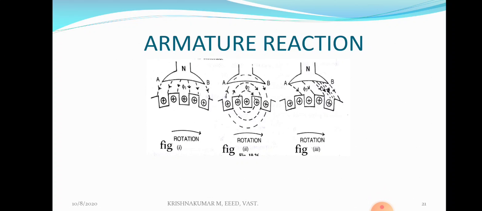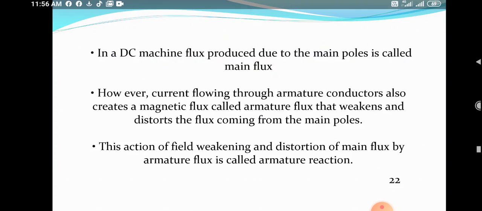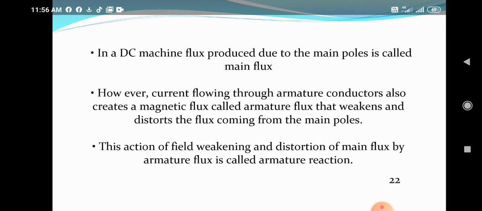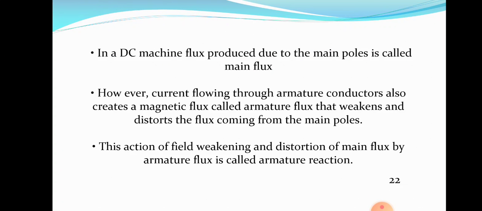So what is armature reaction? Simply we can say it is the effect of armature flux on main flux. I told you there are two windings in a DC generator, armature winding and field winding. Field winding produces the main flux.